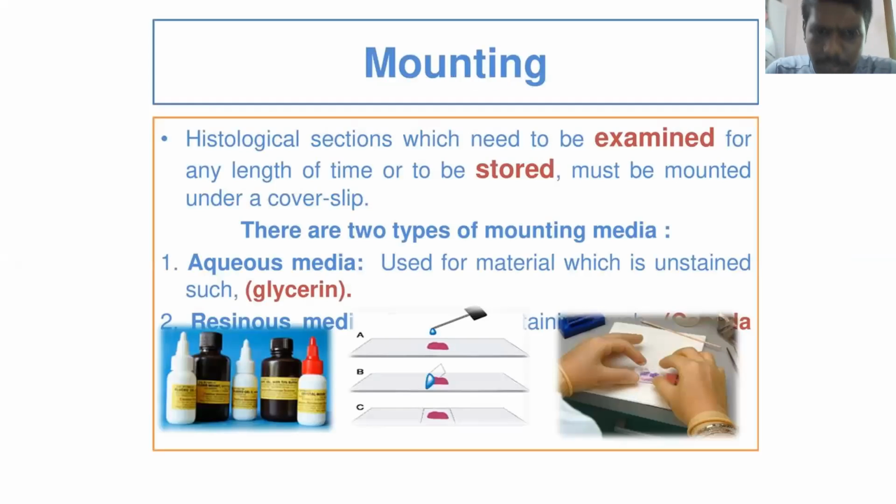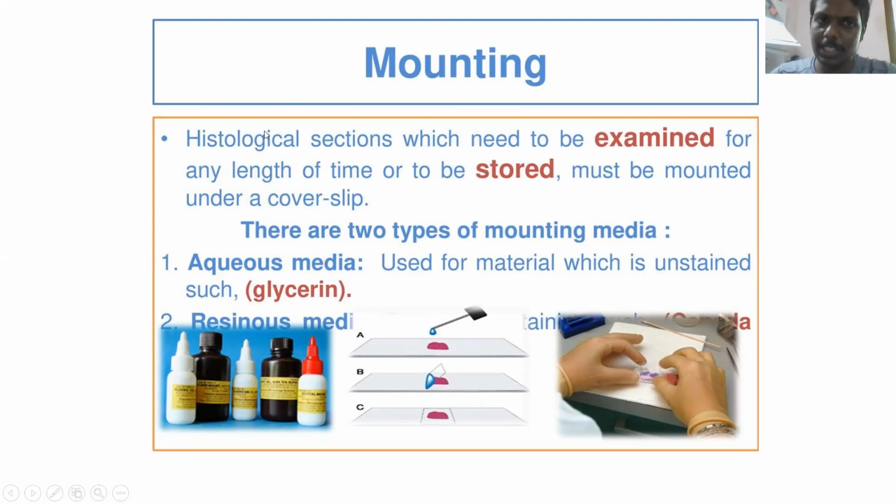Mounting means after staining with hematoxylin and eosin, now the section is on the slide. Now I need to preserve this slide. So how can I preserve this slide? I will add a drop of mounting agent, which you can think of as a transparent Fevicol. Then I will add a cover slip. This Fevicol will firmly attach to the slide and it will preserve the section. So this is called mounting.